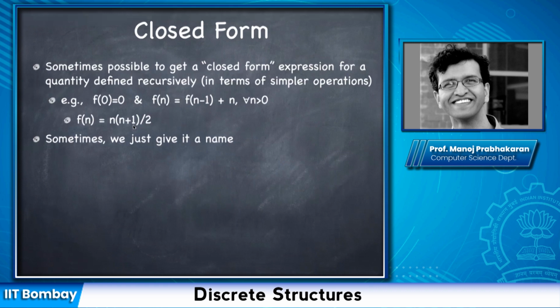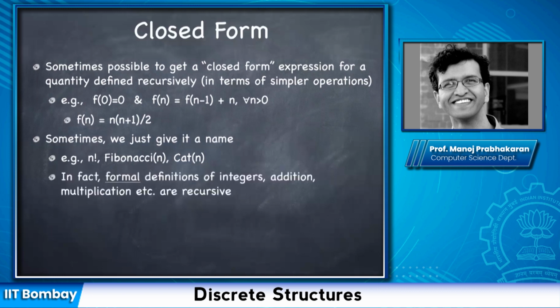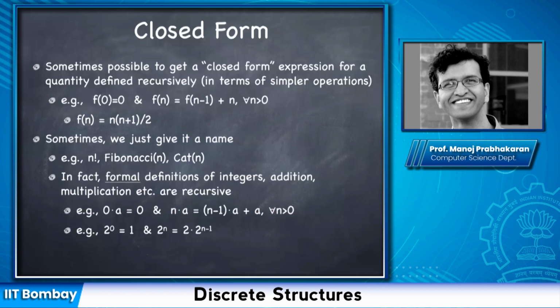Sometimes these quantities are important enough to have their own names. So n factorial, we saw, is something you would recursively define, but we also give it a name because it shows up everywhere. So we give it a notation. So that's n factorial. Catalan numbers, Fibonacci numbers, they're all important enough quantities that show up in various problems so that they have their own names. In fact, even some things you take for granted, like say exponentiation 2 to the power n, you would formally define it as an inductive definition or recurrent relation.